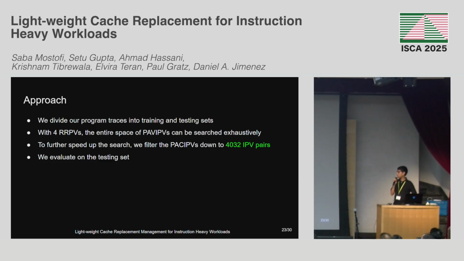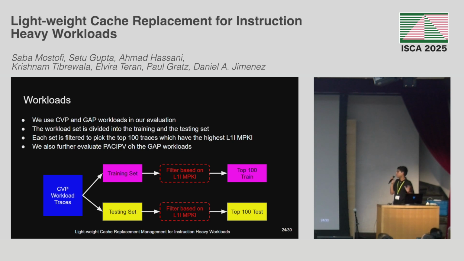So now let's see how our policy performs. Or rather, let's see what workloads we are using. We are using CVP workloads. Why do we use CVP workloads? Because we wanted to focus on instruction-heavy workloads. So that's why we chose CVP.